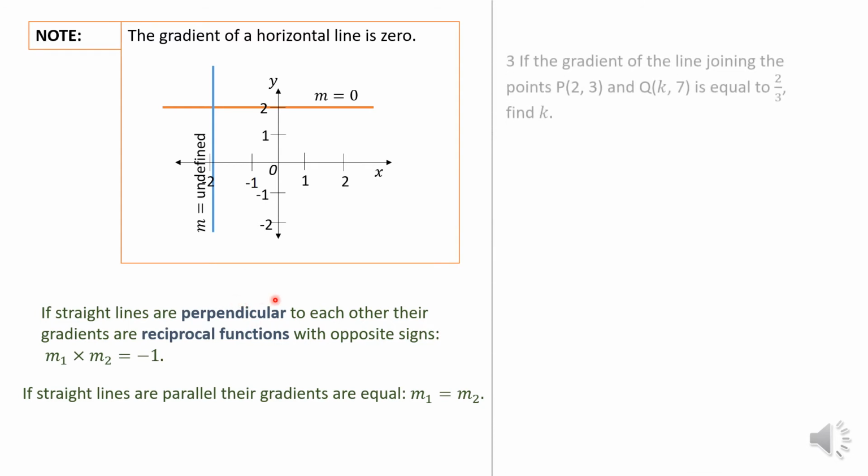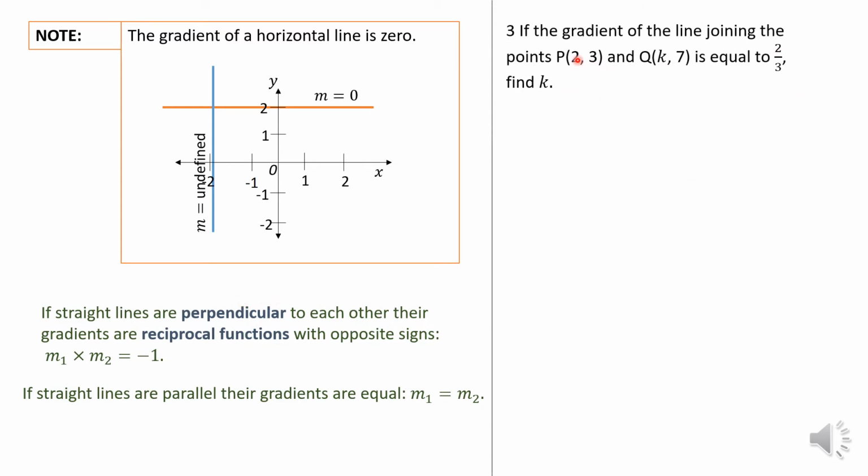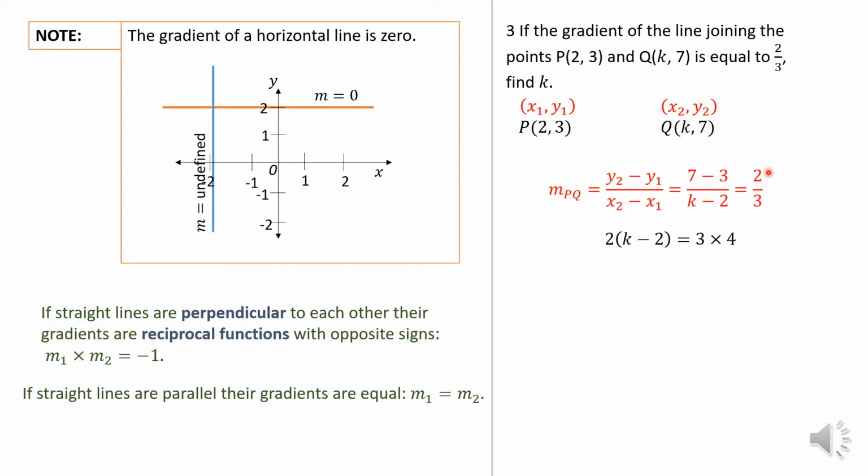Okay, so let me bring a question in here. So we have question 3. They are saying the gradient of a line joining the 2 points here is equal to 2/3. There is a missing x value here at Q. So you can find it using the gradient. I identify which one will be my x sub 2 and y sub 2 and so on. Now I take my value for 7 minus 3 over k minus 2. Well, it equals 2/3.